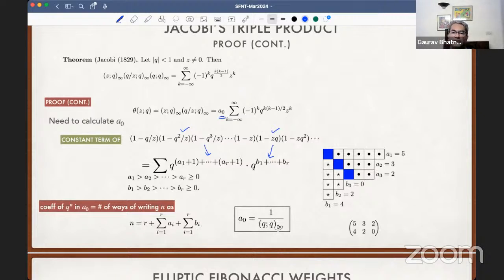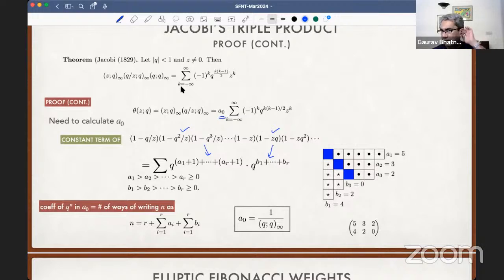So A0 has to be 1 over (q;q) infinity. Once you put A0 equal to 1 over (q;q) infinity, you get a proof. The proof is complete. It's called the triple product because there are three of them. And then this is a sum which is very useful in number theory. This is due to Gauss, perhaps, and Jacobi, and it's a very central thing in number theory.